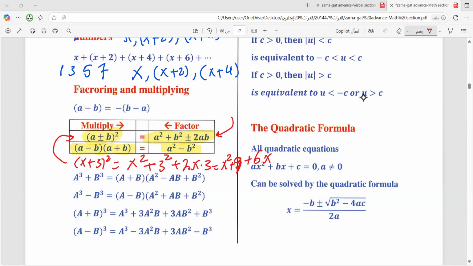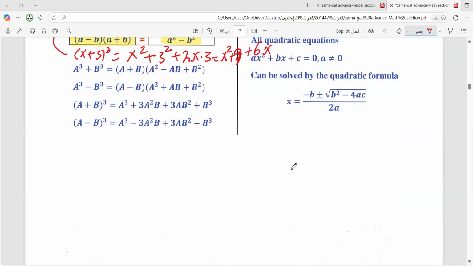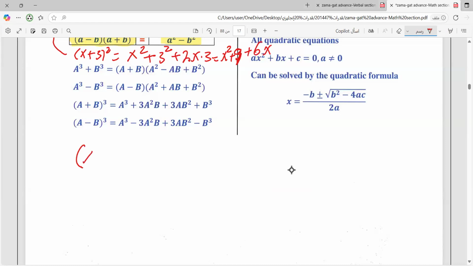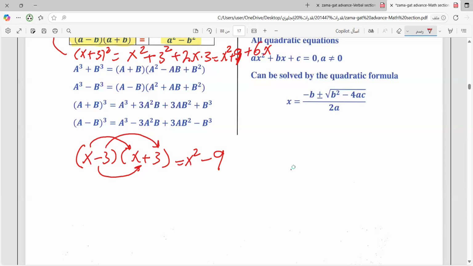So also, if we have the difference, for example (x minus 3) times (x plus 3). How do you multiply two brackets with the same values inside, only the middle sign different? You multiply x times x equals x squared. Negative times positive equals negative. 3 times 3, it is what? 9. So the answer is x squared minus 9. Clear?